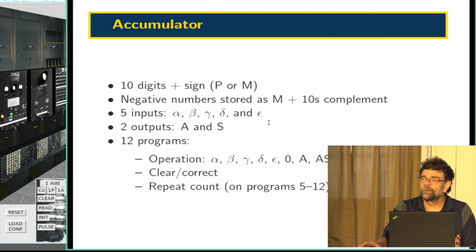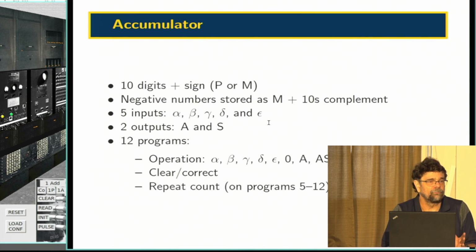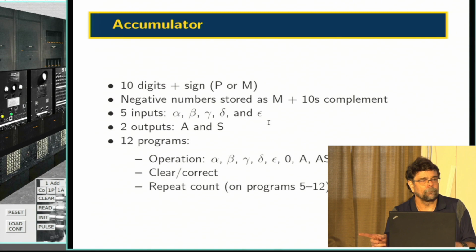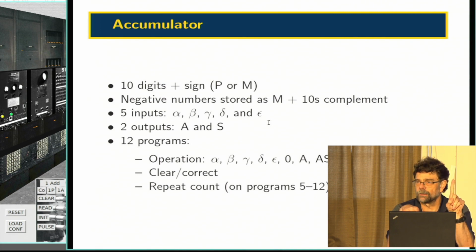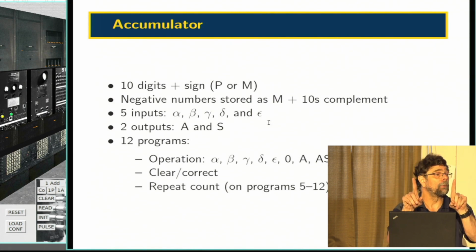As I mentioned, the inputs cause it to add to the current value. There are 5 possible inputs that you can receive on, labeled by the first 5 letters of the Greek alphabet. We've got 2 outputs, one called A and one called S. When you're outputting, the value currently in the accumulator goes out the A connection. The complement of it goes out the S connection. And you can, by the control switch, determine whether you're outputting on A, outputting on S, or on both.